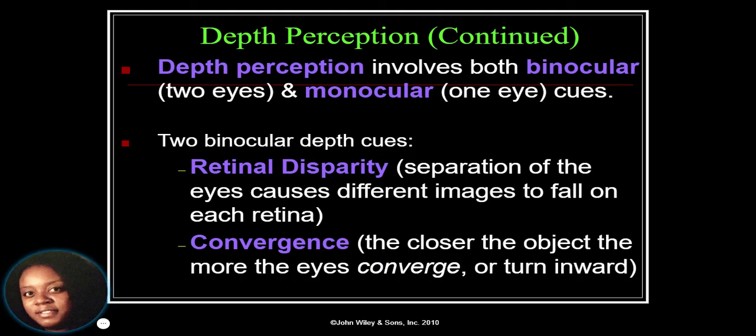When it comes to depth perception, you have both binocular and monocular cues. Binocular cues are cues that involve both of your eyes, or your ability to see things using both of your eyes, whereas monocular cues involve one of your eyes. Retinal disparity has to do with the separation of your eyes and how different images fall on both retinas, whereas convergence says that when an object is closer to you, the eyes will converge and turn inward in order to see and visualize it.